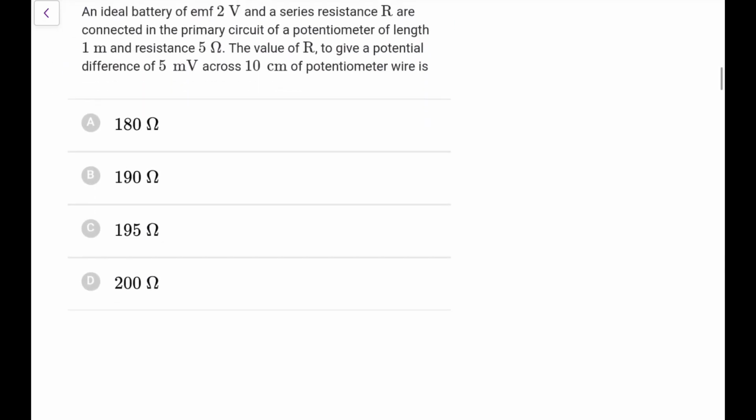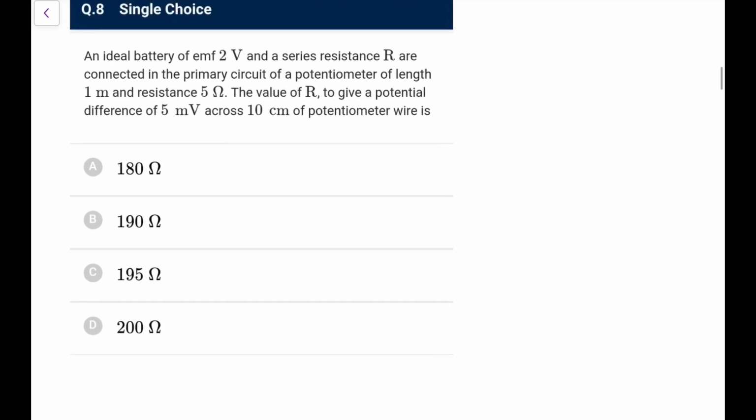Next one. An ideal battery has an EMF of 2 volt, with series resistance R connected in the primary circuit of a potentiometer of length 1 meter and resistance 5. Find the value of R to give a potential difference of 5 millivolt across 10 centimeter of potentiometer wire. What you require here: the length is 1 meter, so for 10 centimeter it is 5 millivolts. So for 1 meter you can directly say it would be 50 millivolts, the potential over the 1 meter.